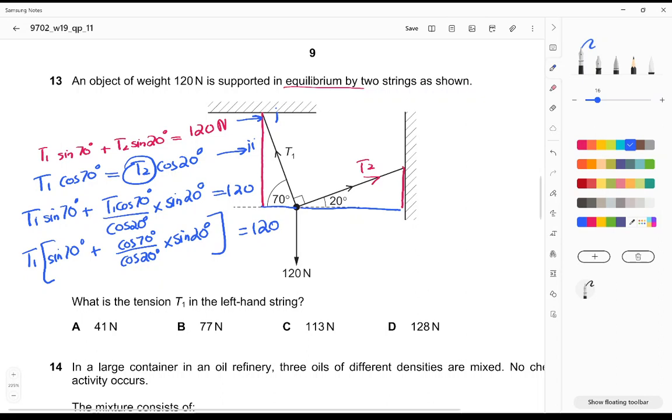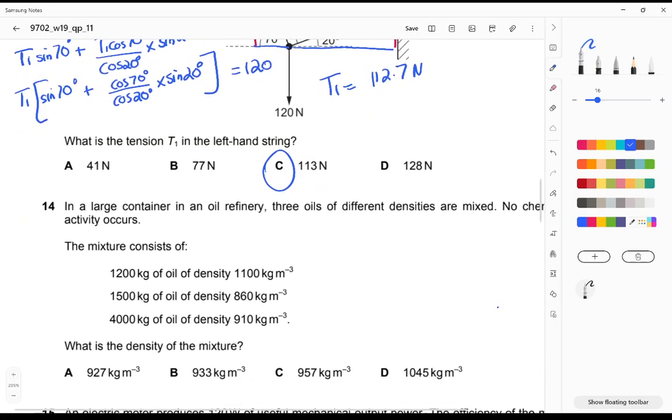So this gives me a value of whatever, and I'm just going to divide this by, I'm going to keep it as the denominator for 120. So 120 divided by answer, and that gives me a value of 112. So T1 is actually equal to 112.7 Newton. So 113 should be the right answer. Anyways, let's just move on to the next question.